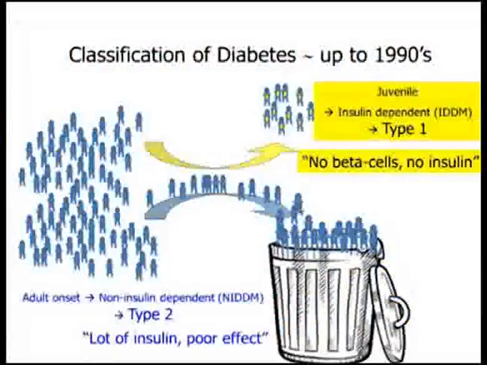Up to the 1990s, we had only two sections for diabetes. We had insulin-dependent diabetes, which we used to call juvenile diabetes, which is now type 1 diabetes. And the second was non-insulin dependent diabetes, which had a lot of insulin but resistance, which we now call type 2 diabetes.